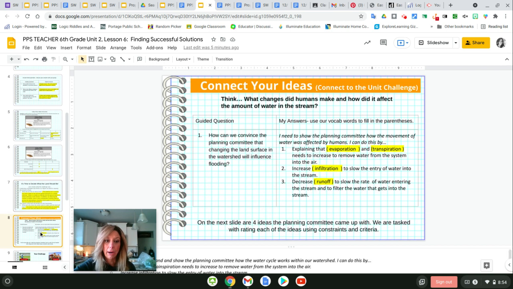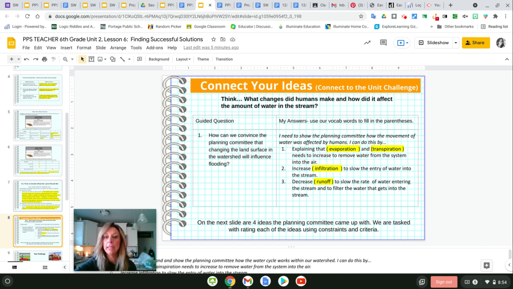Okay. Here you have 4 vocabulary words. I didn't give you a word bank, but maybe you were able to figure out which words go in there. So, how do humans and the changes that we make on land affect the water, or any changes that we're going to make on the land? How will it affect the water going into the stream?